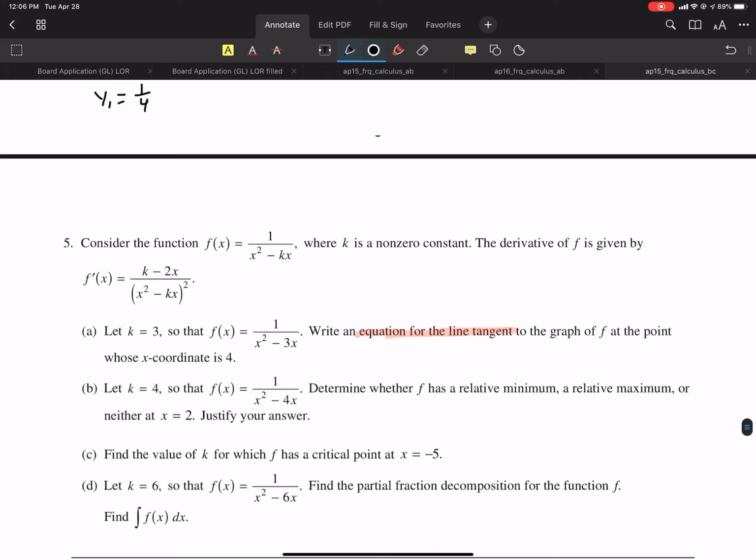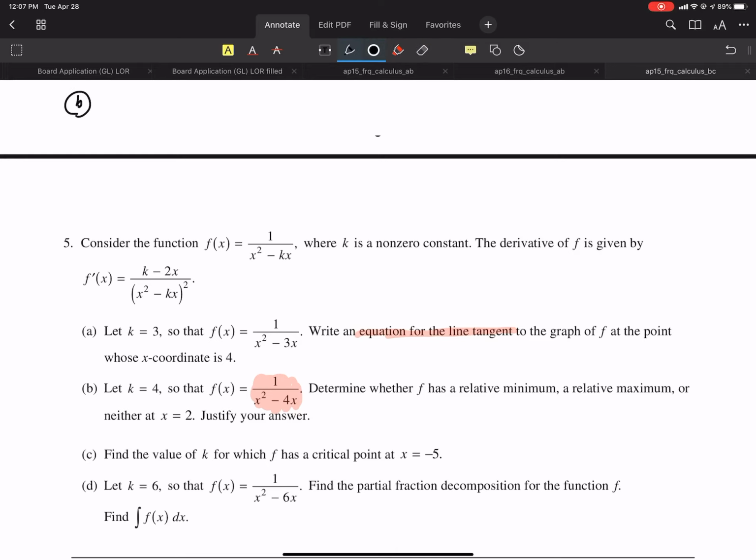All right, part B. Now k is 4, so they gave us the new equation where k is 4, right there. Now we want to know if there's a relative minimum or maximum at 2. We have the possibility of the first derivative test and the second derivative test. In this case, I think we'll stick with the first derivative test and see if that works.